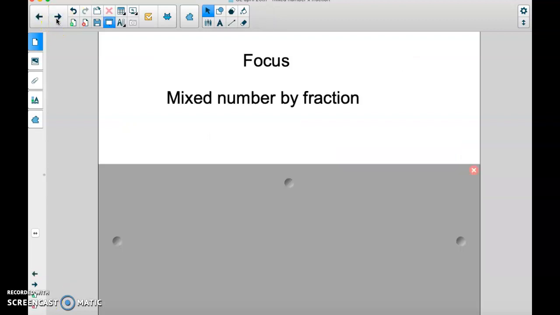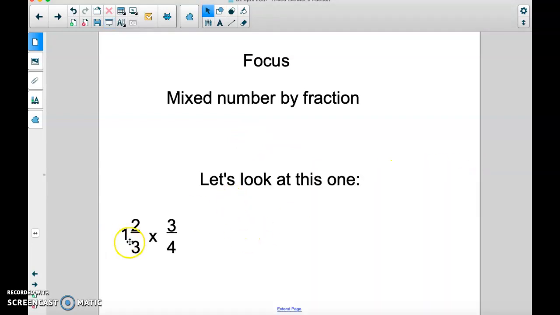So this week, our focus is going to be using multiplication, but we're going to move now to using mixed numbers. So for today, we're going to be talking about multiplying a mixed number by a fraction. Okay, so really only introducing one new thing. So if we look at this one, 1 2/3 times 3/4.